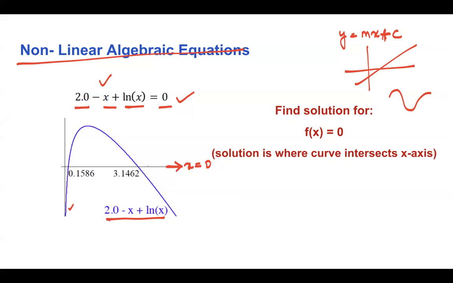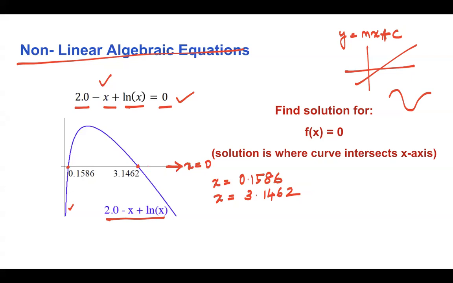So what happens when you equate these two? That is, 2 minus x plus ln x equal to 0 means we have this curve, which touches your x-axis at certain points. Wherever it touches your x-axis, that is a solution for your system. You can see here it touches at this point and this point, which means this problem has two solutions, where x is equal to 0.1586 and x is equal to 3.1462. These are the solutions that you see here.